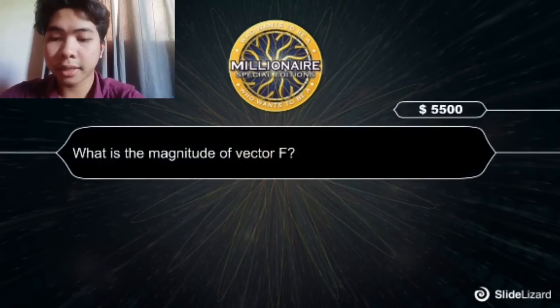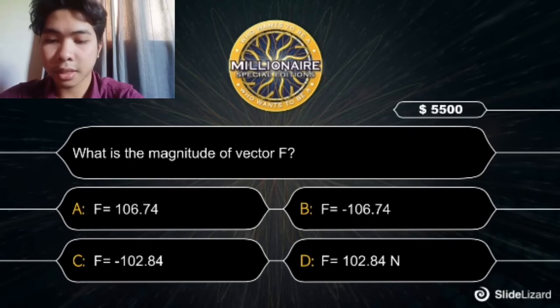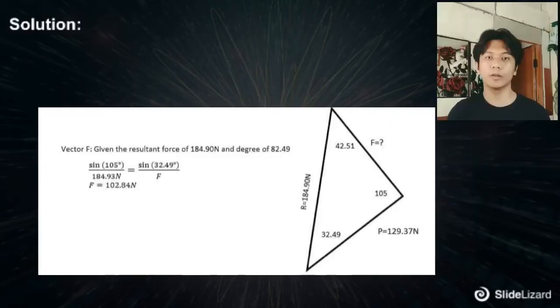And for our next contestant, Mr. Jose Fernando Sarmiento, this question is worth 5,500 pesos. And the question is, what is the magnitude of vector F? What is the magnitude of vector F? The answer is F equals 102.84 newtons.